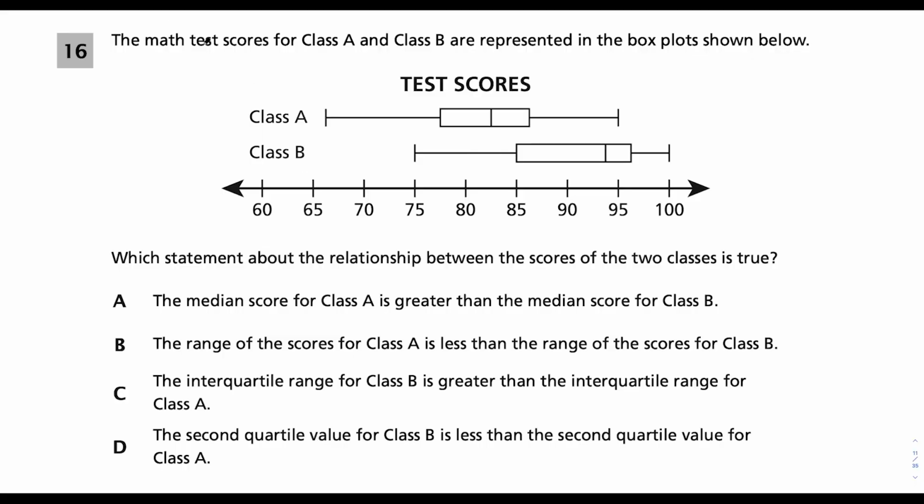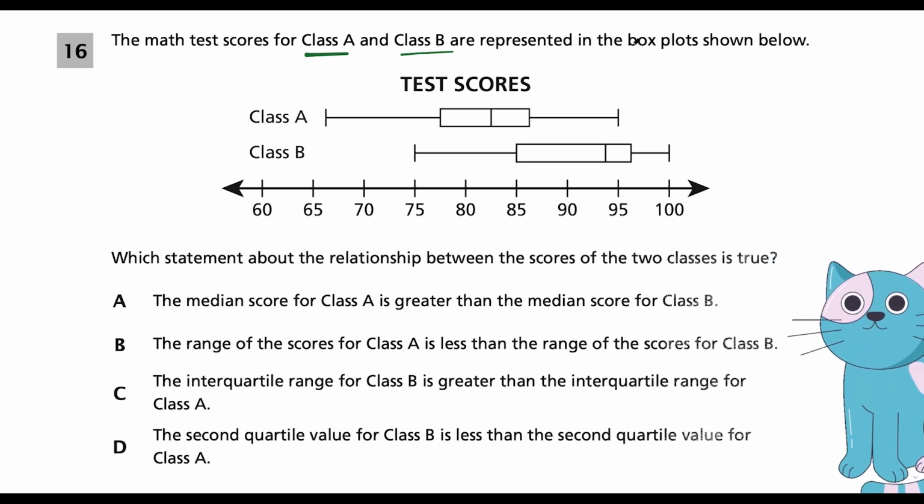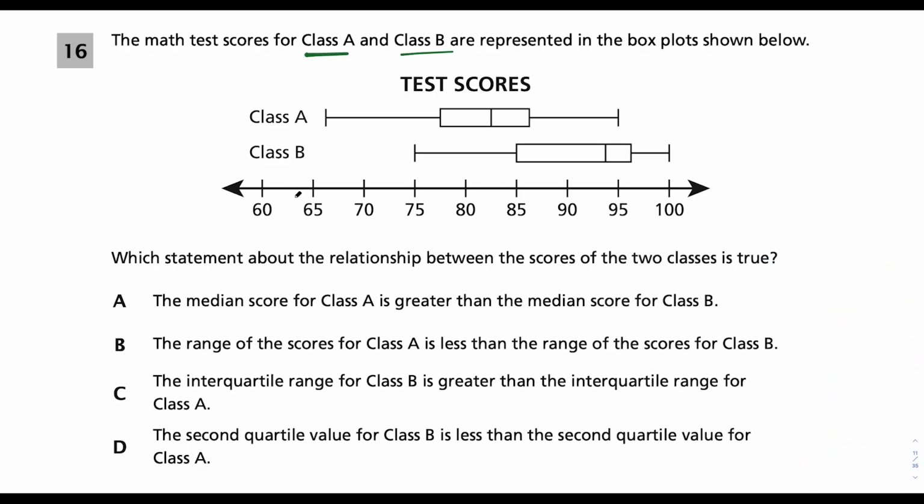So question 16, we have math test scores for Class A and Class B, and they're represented by these box plots, commonly known as box and whisker plots. Okay, let's get back to the question now. So we have, which statement about the relationship between the scores of the two classes is true?